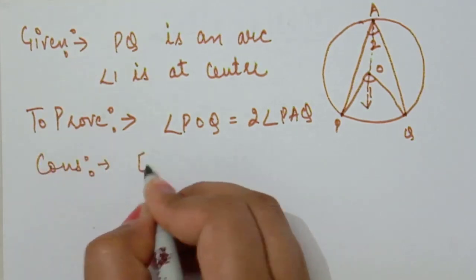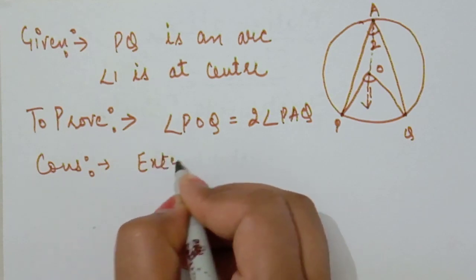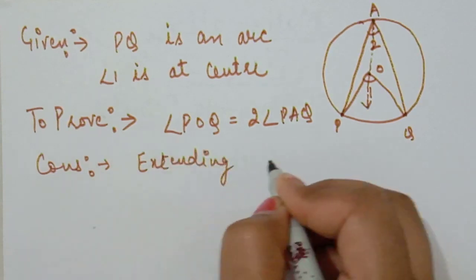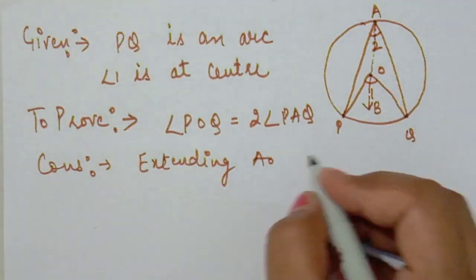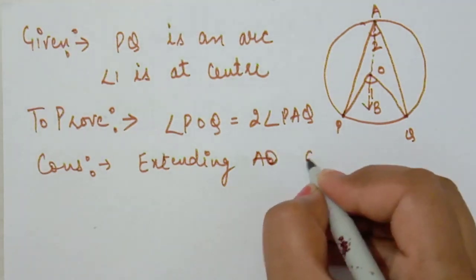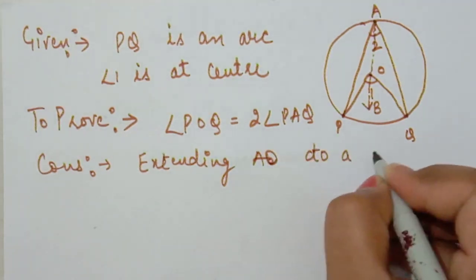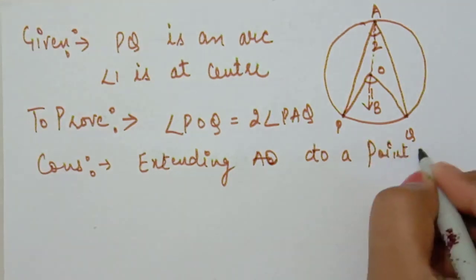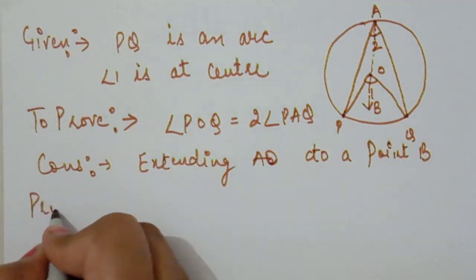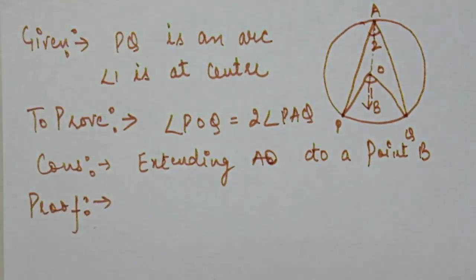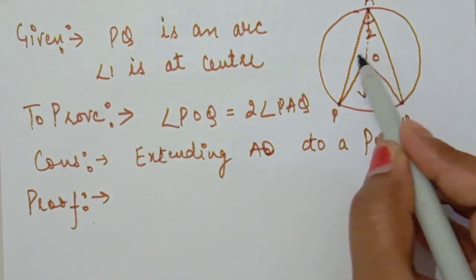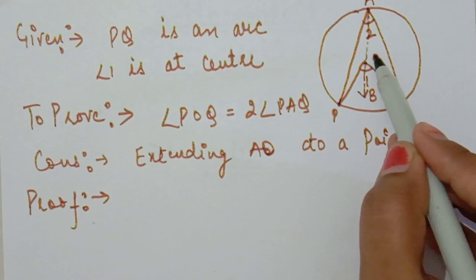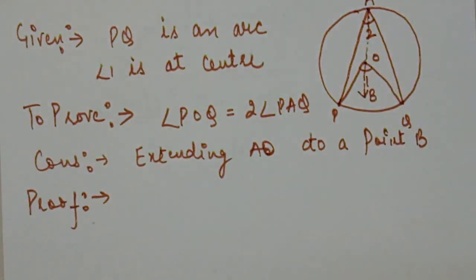Construction: extending line AO to a point, we mark a name here, B. Now proof. We know it very well. Now with the line AB, we have two small triangles. In these two small triangles, the angle sum property and the exterior angle property are also applicable.